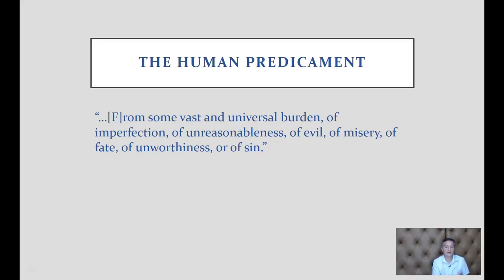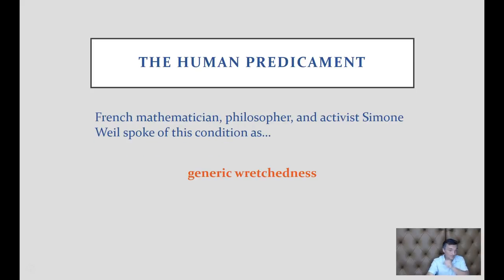You need it from some vast and universal burden of imperfection, of unreasonableness, of evil, of misery, of fate, of unworthiness, or of sin. All kinds of language that religions use, all terms, I should say, that they use to describe this vast and universal burden that each of us can feel in moments. It's also described by Simone Weil as a condition of generic wretchedness.